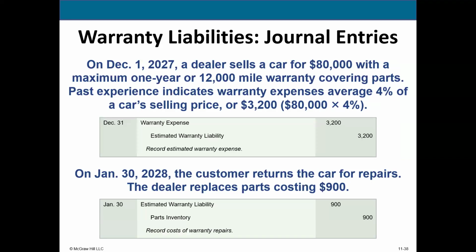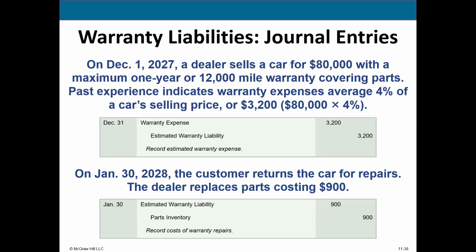So here's an example of this. Here we have a car dealership that sells cars. They sold a car for 80 grand with a maximum 1 year or 12,000 mile warranty that covers parts. Based off of the dealership's experience, about 4% of the car's sales price will be claimed in warranties. Now that's the estimate.